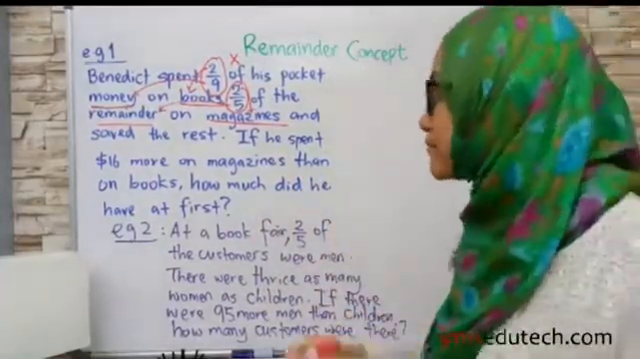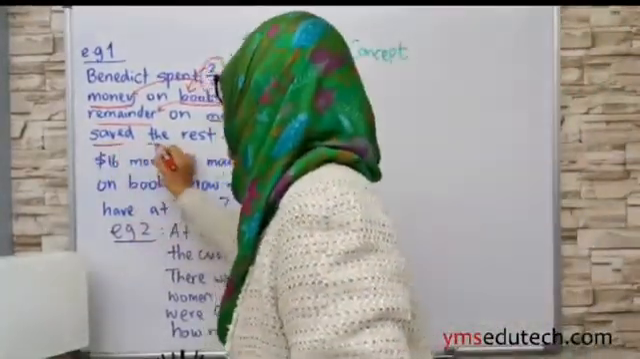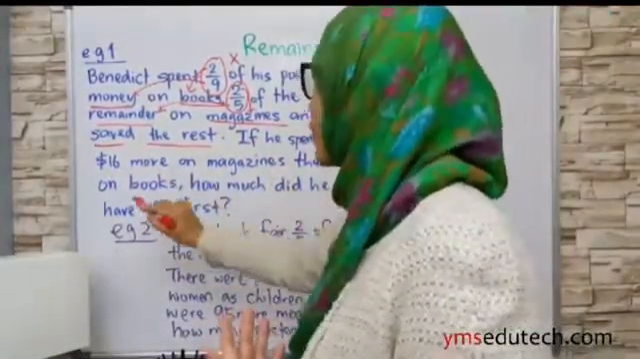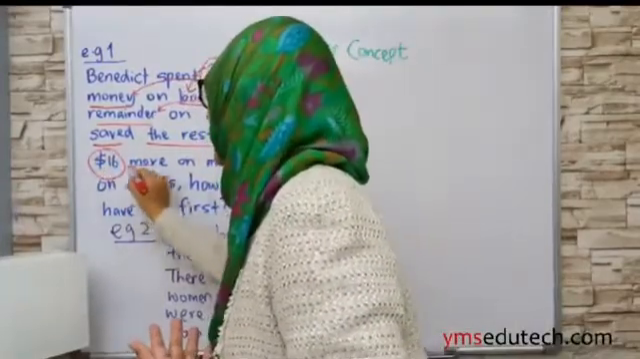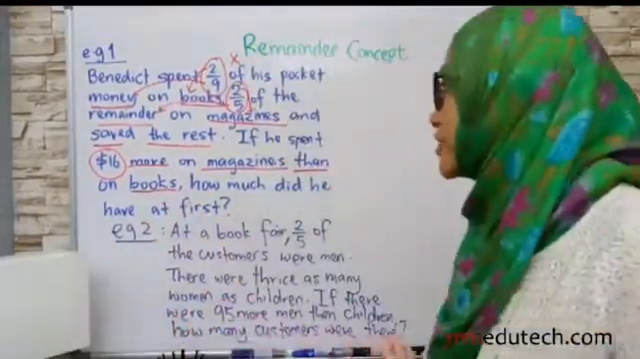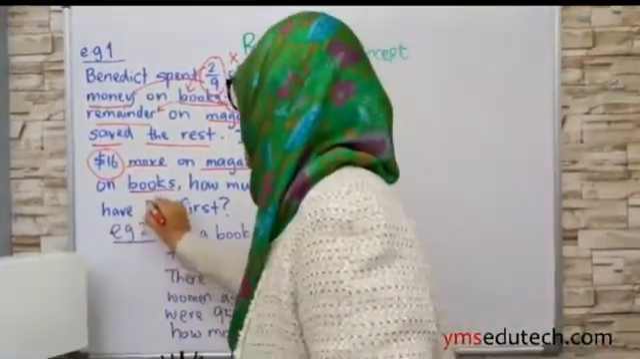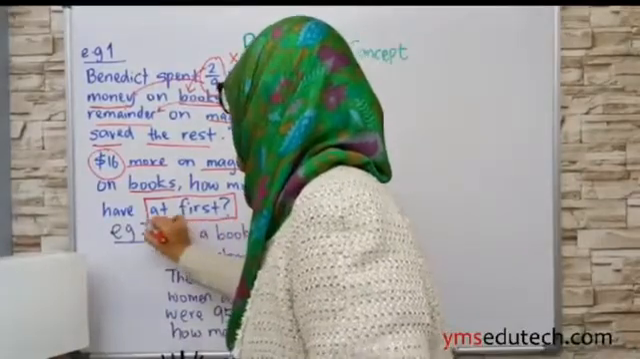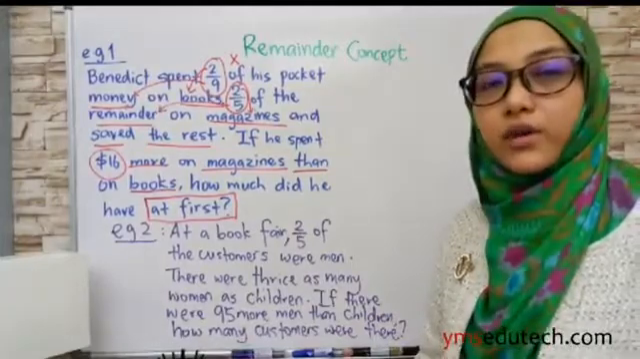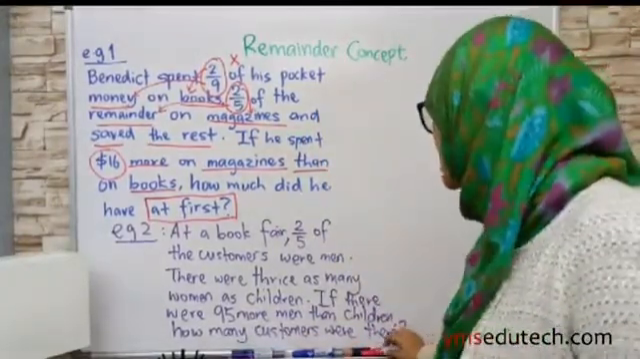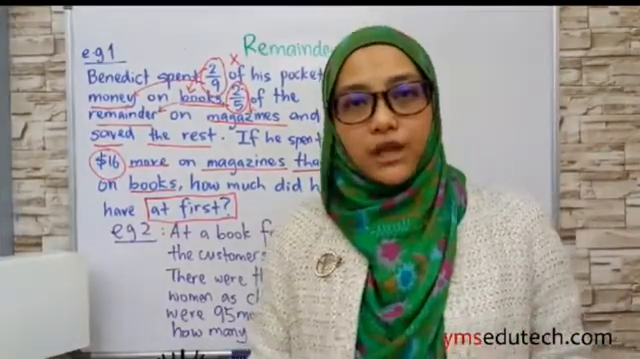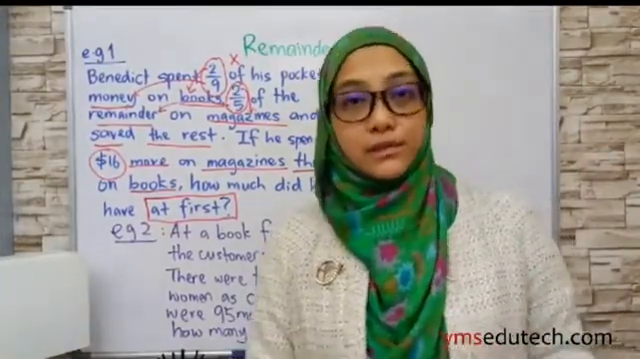And saved the rest. Okay, so if he spent $16 more on magazines than on books, he spent $16 more on magazines than books. So how much did he have at first? We want to know how much Benedict had at first. Alright, so we have underlined all the important keywords, and I will always remind my students that when you are solving a math problem, every piece of information is important.